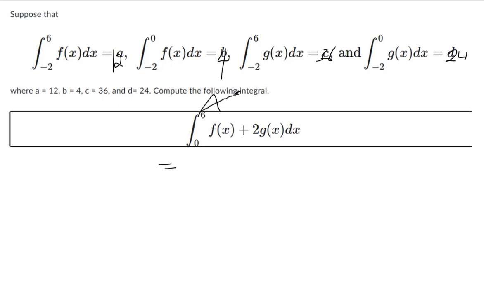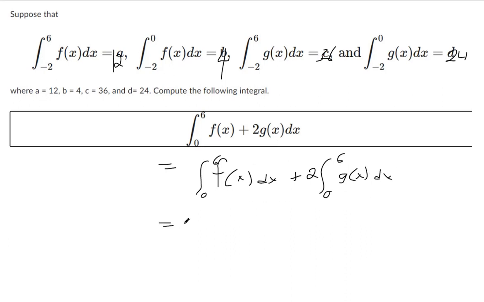So the integral operator is linear, which means it's not the same, but it's almost like the distributive property. You can break it up into two separate integrals, and the other property of a linear operator is that it can factor out that constant. So I just took this statement, rewrote it, and now all I have to do is plug in.